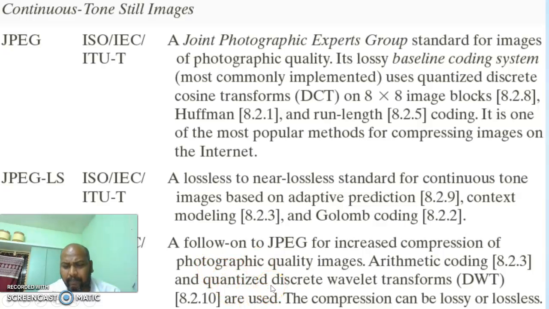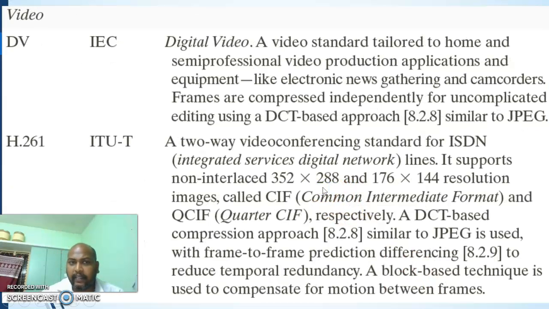The next version is JPEG 2000. To improve the photographic quality, arithmetic coding and quantized discrete wavelet transform are used. Initially we used DCT, and next they changed it to DWT, and in coding they are using arithmetic coding.